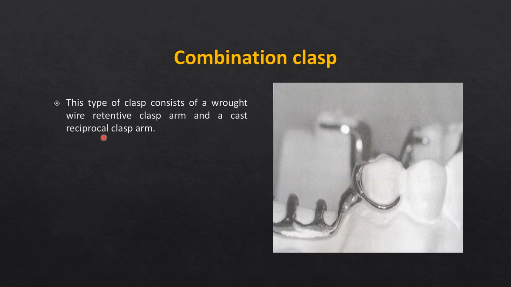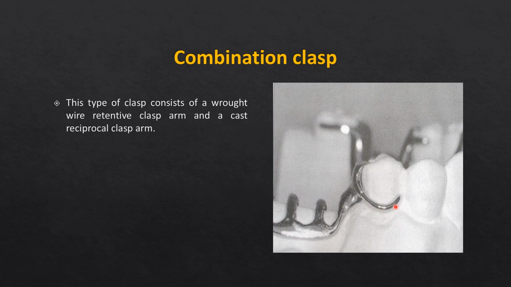Next, coming to the combination clasp. A combination clasp is a combination of a wrought wire retentive clasp arm and a cast rest and reciprocal arm. So here, when the wax pattern is fabricated for the CPD framework, instead of a wax pattern on the retentive arm or the retentive clasp, we place a wrought wire clasp which is attached to the wax pattern before the casting, and thus it becomes incorporated in the casting, or it can be welded later on also.